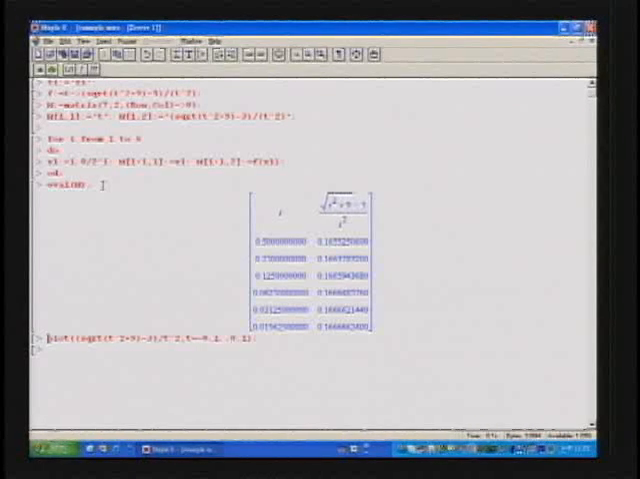Here you already can get a guess of what the limit actually is. Namely, you see from the last line that the limit seems to approach 0.166666 and so on, so 1/6.